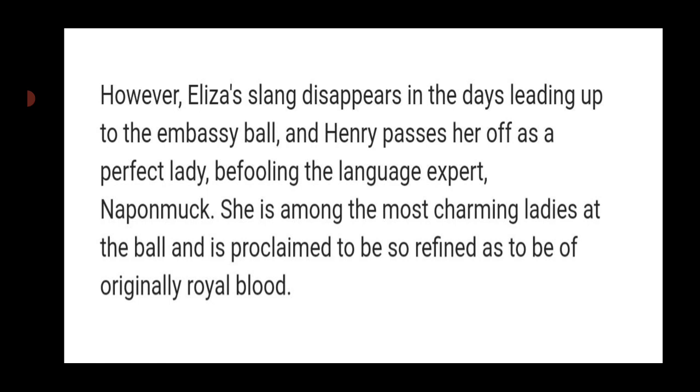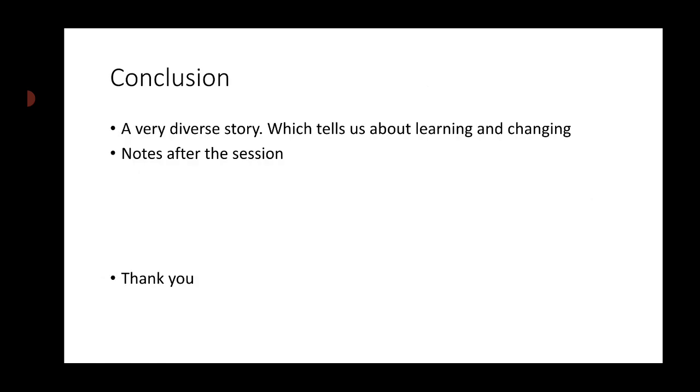befooling the language expert. Now, what happens in the party? Eliza enters the party and she introduces herself to everybody, and everybody was astonished to see her royal appearance, her beauty, and all the men and women were mesmerized by her beauty and by her personality. She is among the most charming ladies at the ball and is proclaimed to be so refined as to be of originally royal blood, and everybody thinks that she's from a royal family.